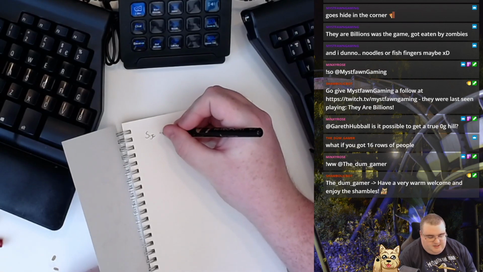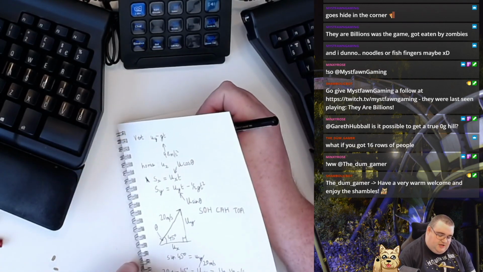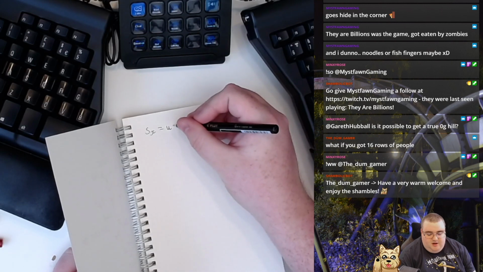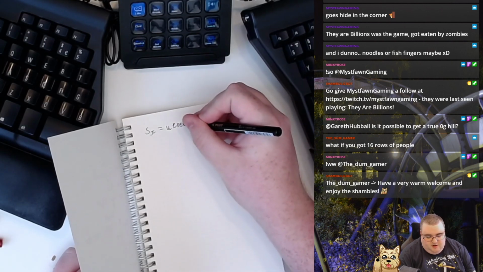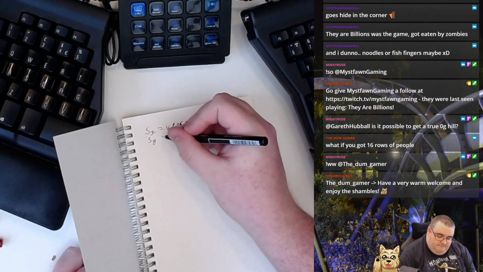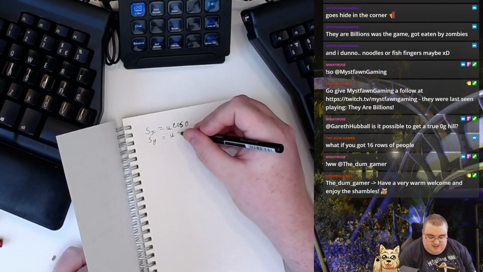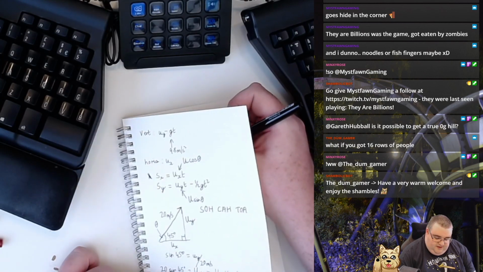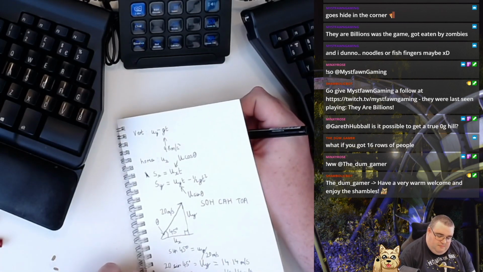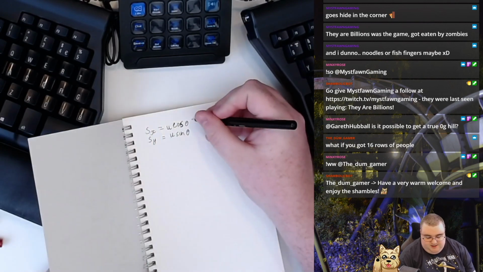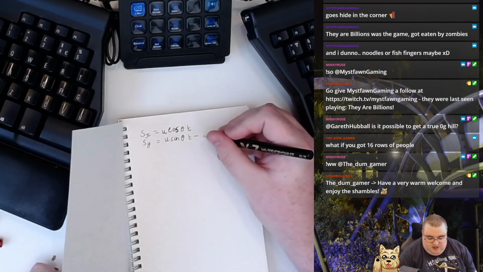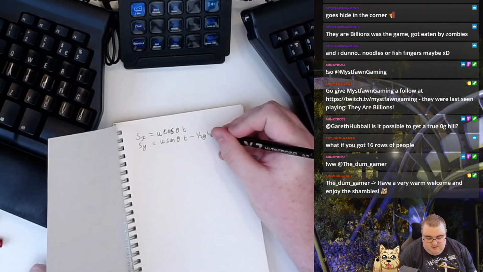So let's say that the displacement in x is our initial speed, the magnitude of our initial velocity, times cosine of the angle. SY will be U times the sine of the angle theta, and then minus a half. Oh, both of those are times time, obviously. I always fluff that bit. Times minus a half g t squared.